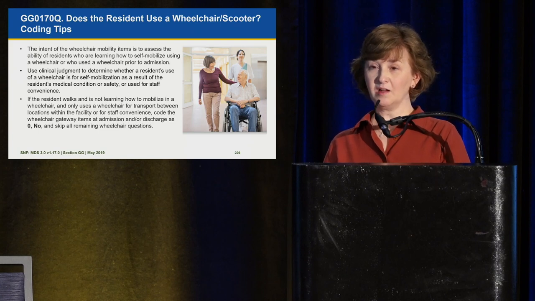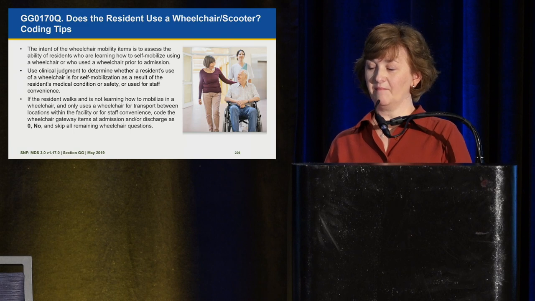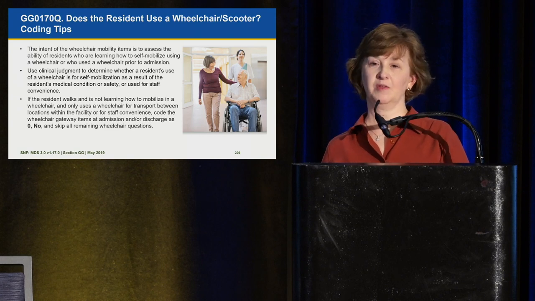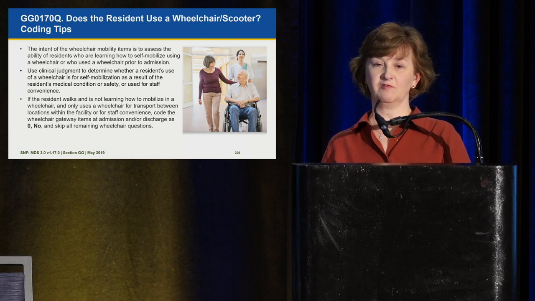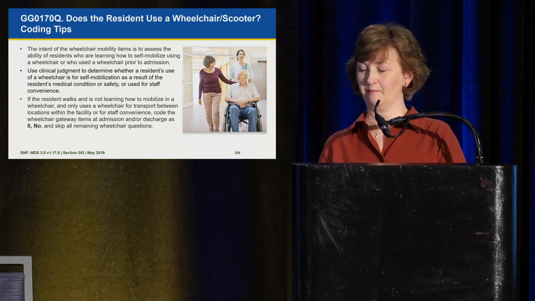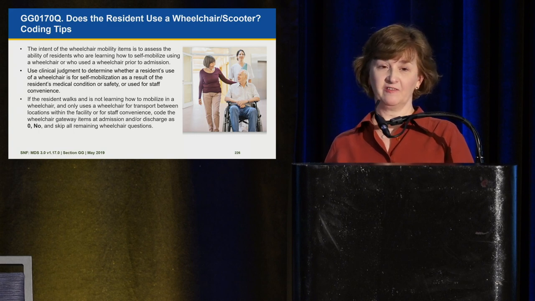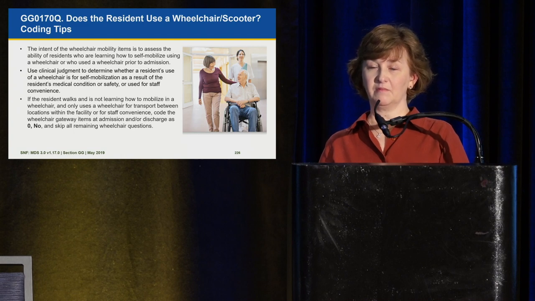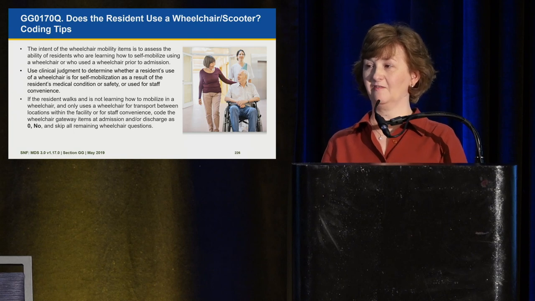If the resident walks and is not learning how to mobilize in a wheelchair, and the wheelchair is only used for transport, let's say the therapy gym is on another floor and somebody is just being transported between locations, but the individual is learning to walk or to have better balance while walking, and it's just staff convenience that the wheelchair is being used, you would code the gateway item zero, no, the person doesn't use a wheelchair.